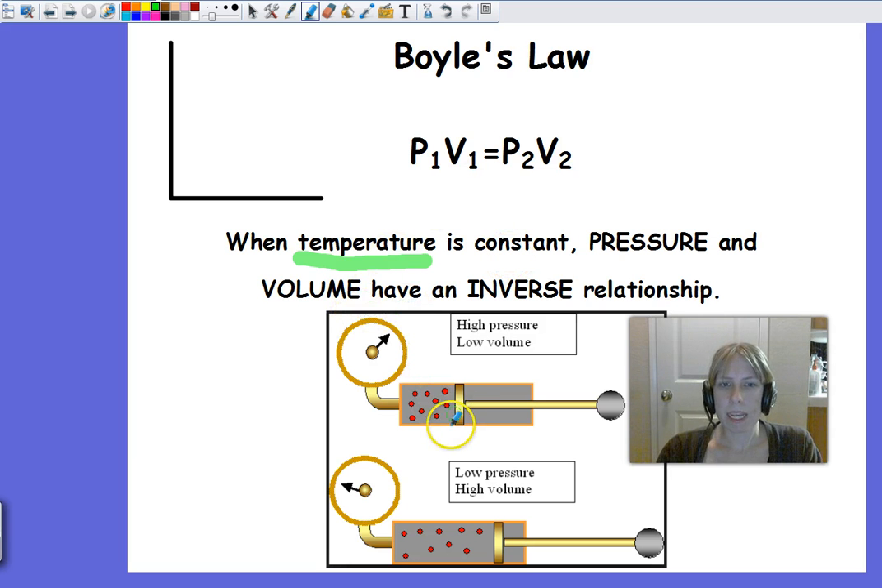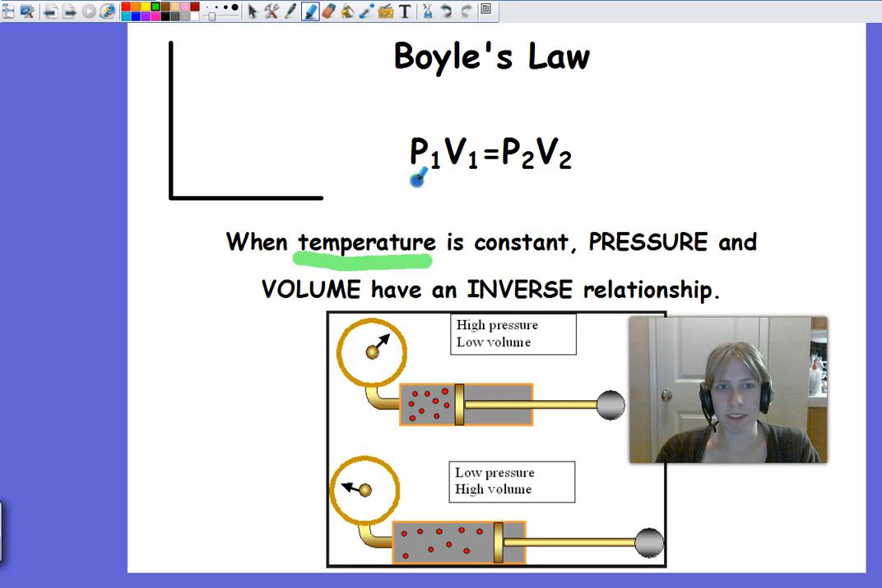When I have a high pressure, I'm going to have a smaller volume as compared to when I have a low pressure inside, I'll have a higher volume. A way to look at that is if I have a whoopee cushion and I sat on it and I am putting a high amount of pressure on the outside, which is making the volume smaller on the inside.